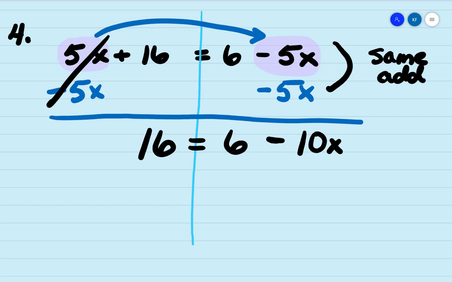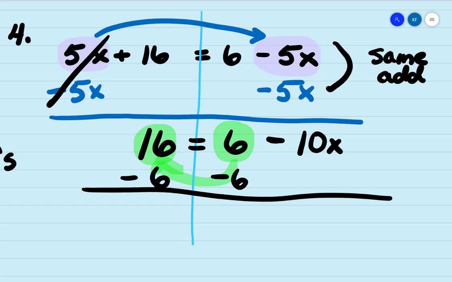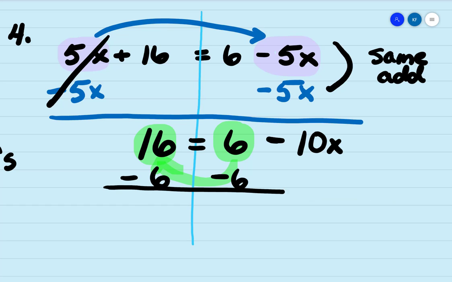Okay, so now I have to get the numbers on one side. So the numbers I'm looking at are without the variable, and I'm moving in the left direction. Remember, I want to get the numbers over here on the left side. So it's minus 6, minus 6. Okay, so 16 minus 6 is 10 equals negative 10x.